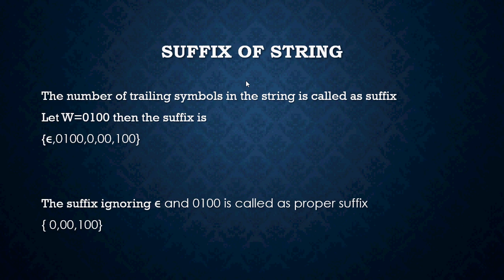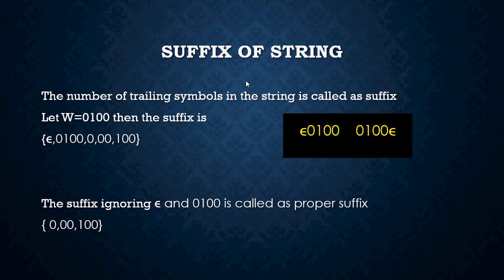Now, how will you get this epsilon? Similar to the topic we discussed earlier on the prefix, you can say that 0, 1, 0, 0 can be leading with epsilon and it also can be trailing with epsilon. When we take the second string where the epsilon is trailing, epsilon is called a trailing space. When you take the first string where epsilon is leading, then the trailing symbols are 0, 1, 0, 0. So that's what is written as epsilon 0, 1, 0, 0.